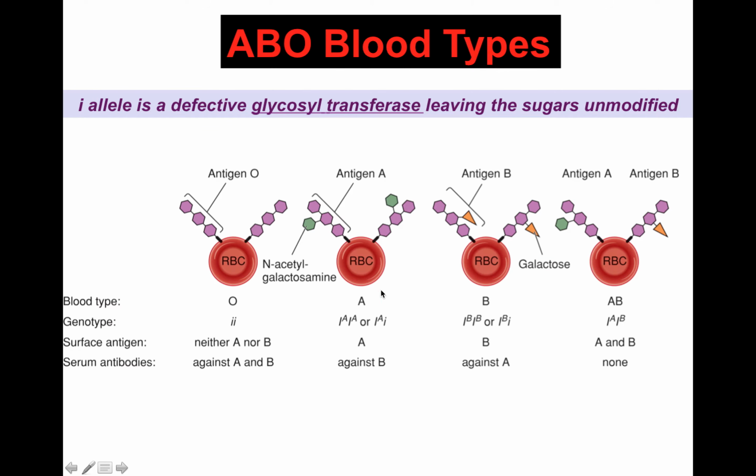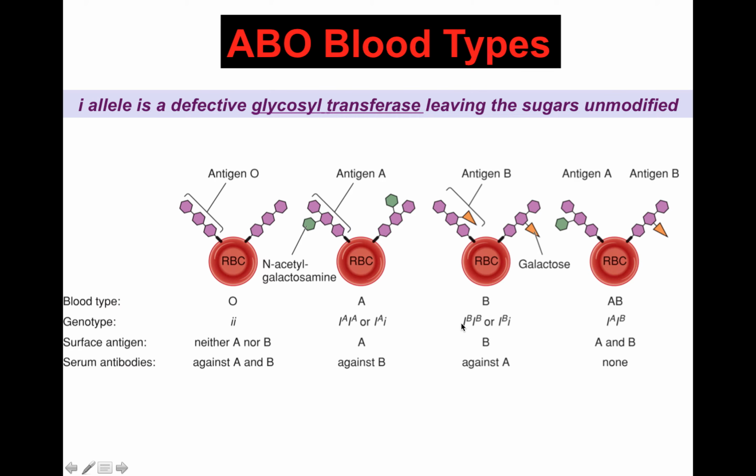We could have individuals that have only the A antigen. They could be produced by individuals that are either homozygous for the A allele of the glycosyltransferase, or heterozygous. For either genotype, you're going to have a sugar that has only A modification.